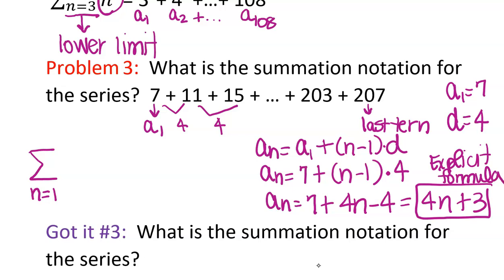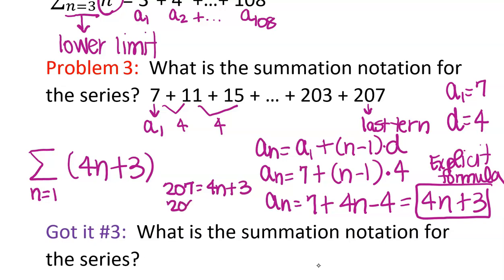Okay, so let's write our sum. My explicit formula goes here. Actually, I can move it closer. Now I need to find out how many terms there are. So I know what my last term is. It's 207. And I don't know what term that is, but I could find out by setting it equal to my explicit formula. So I'm going to subtract 3 from both sides and divide by 4. N equals 51.